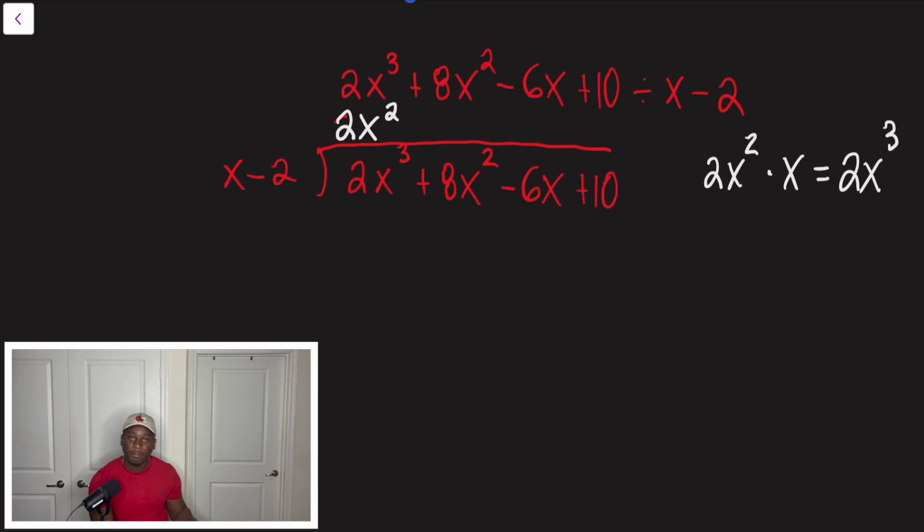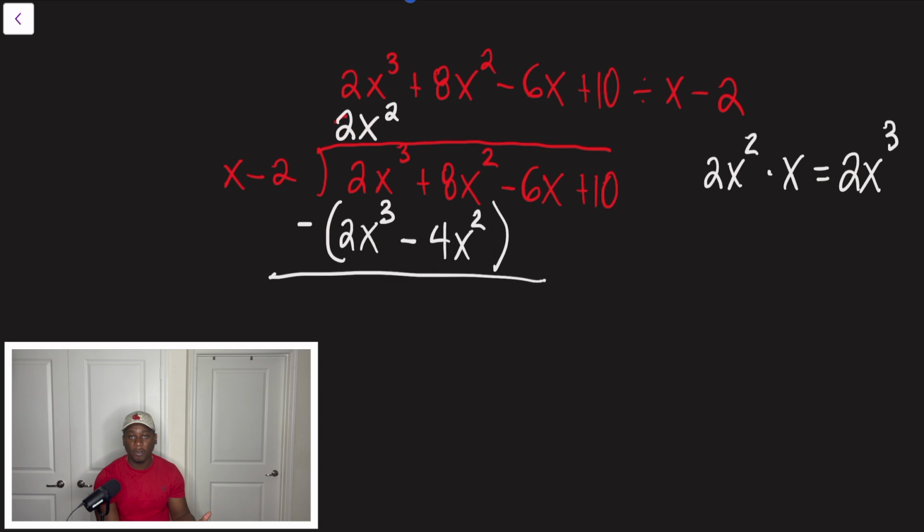All right, so we did our first step, we divided. Now our second step, we're gonna multiply our answer back. So 2x squared times x will give me 2x to the third. And then when I multiply by -2, I'm gonna get negative 4x squared, right? We'll put our parentheses around that expression, subtraction sign out in front.